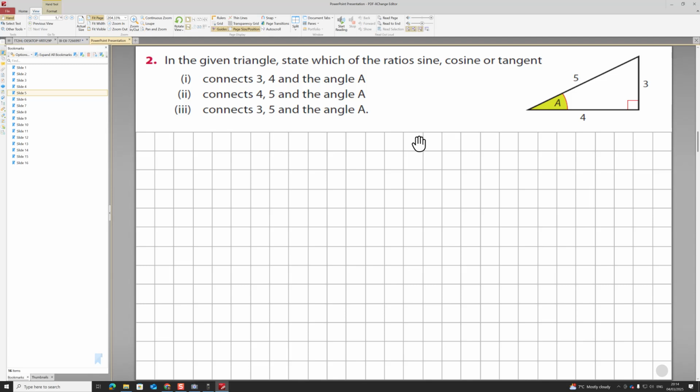In the given triangle, which of the ratios sine, cos, tan connects 3 and 4 and the angle A? 3 and 4 is tan. Look where they meet. They meet at the right angle. It's like there's a T here at the right angle. Tan connects 4 and 5? Look at where 4 and 5 meet. They meet at the reference angle. It's cos. 3 and 5, they meet at the complementary angle, the empty angle. It's sine.